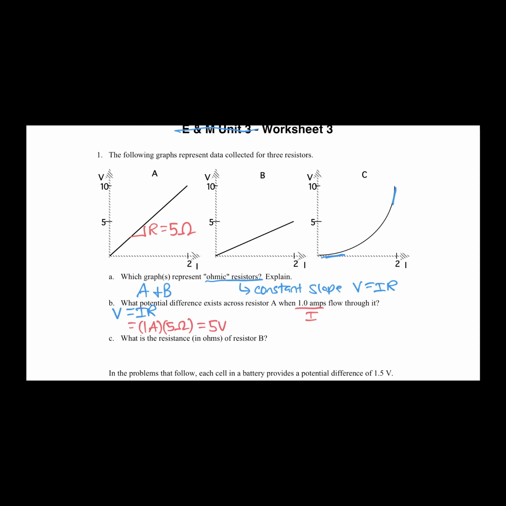Next is the resistance in ohms of resistor B. Again, for resistance, I'm looking for the slope. Since I have this direct relationship, I'm going to just rearrange this. So the resistance is the voltage divided by the current. With this, I have 5 volts, and that gives me 2 amps. So this is going to be 2.5 ohms.